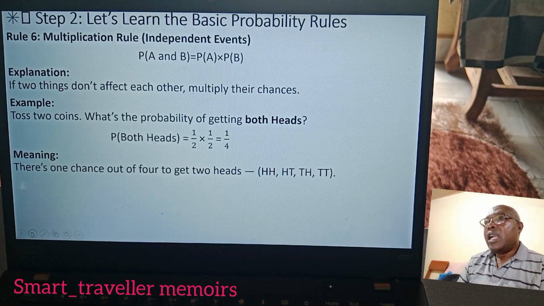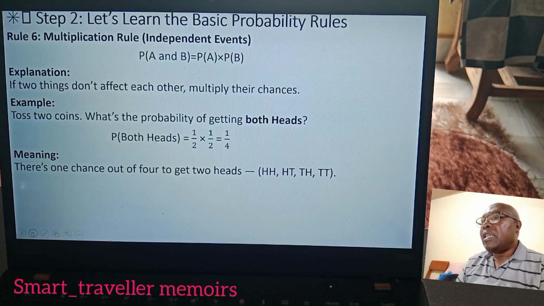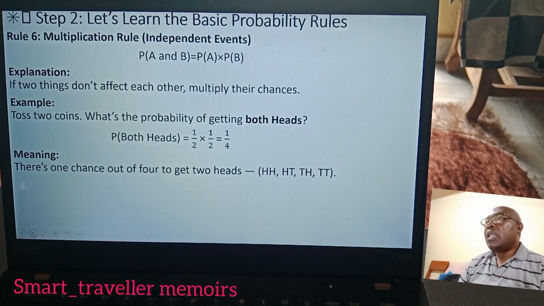And finally, rule number 6, which is known as the multiplication rule for independent events. It is given by the probability of A and B, where A and B are independent events, which is equal to the probability of A times the probability of B. And we say that if two things don't affect each other, multiply their chances.